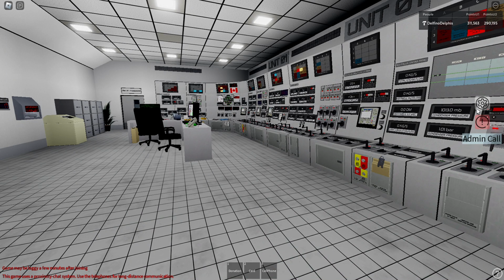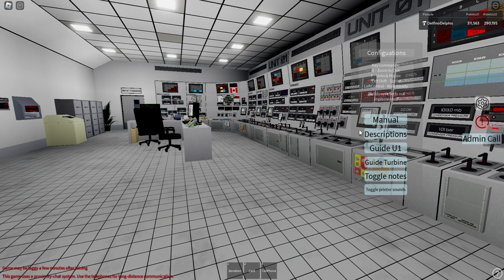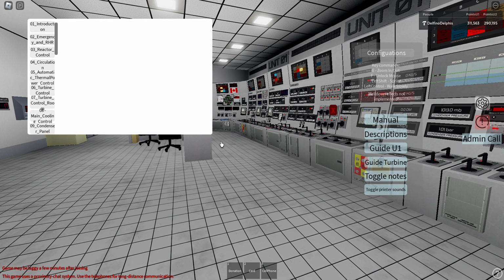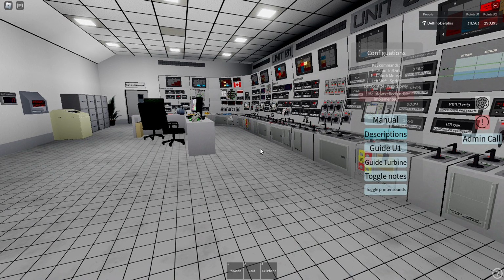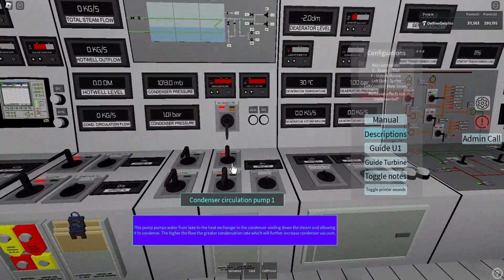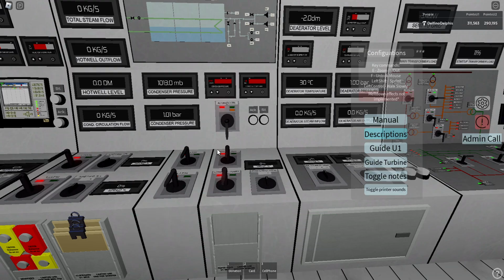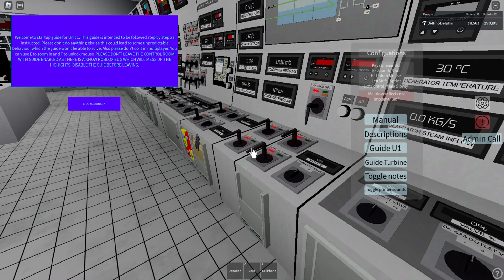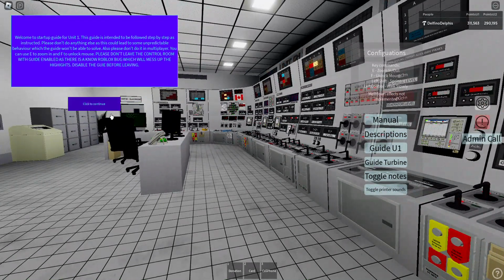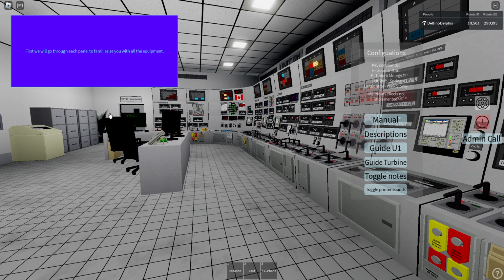There is a gear icon on the right side of the screen. If you open it, there you may find a few helpful things like the manual, descriptions, which, if enabled, will tell you what certain things do. And there is also an interactive guide which tells you step by step how to start up the reactor, so it basically does what I will describe.